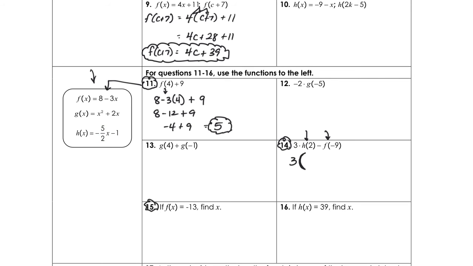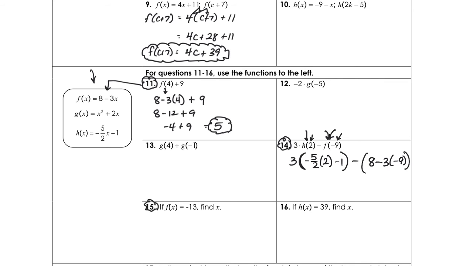So that's what I'm going to do. Take the entire h function, which is negative 5 over 2, and now replace the x with 2, so 2, minus 1. That's now plugged in. Then minus the entire f function with negative 9 plugged in. So in substituting in the entire f function, which is 8 minus 3x, I'm going to put a negative 9 in for x. And then from here, it's a matter of evaluating.